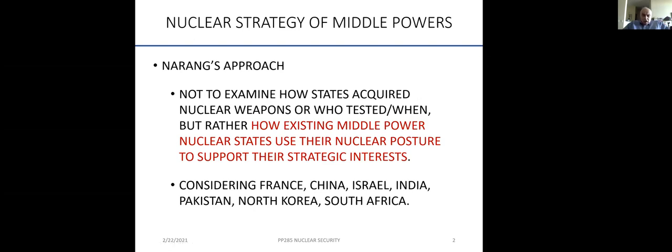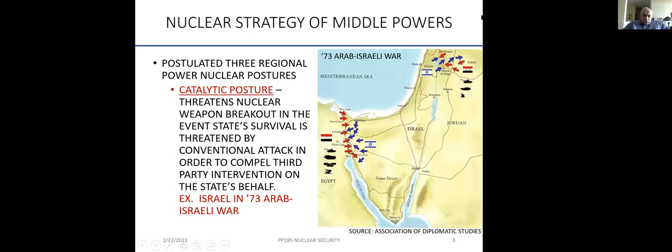So Narang's approach is not to examine how states acquired the weapons or who tested when, but rather how existing middle power nuclear states use their nuclear posture to support their strategic interests. Okay, what is the value of nuclear weapons to these states? Considering France, China, Israel, India and Pakistan, North Korea, and also one state that acquired them and then gave them up, South Africa. Next. Narang postulates three regional power nuclear postures, three ways in which they use nuclear weapons.